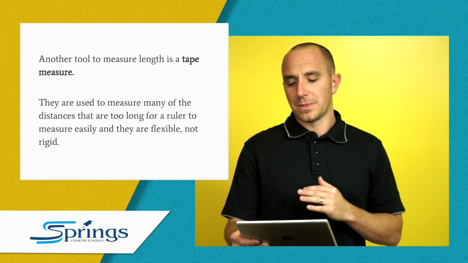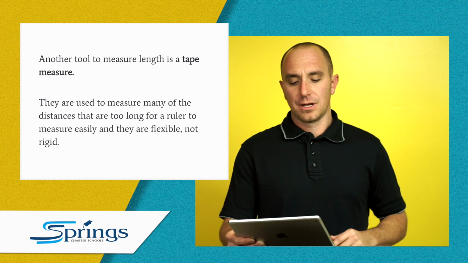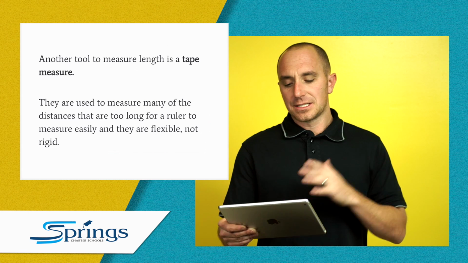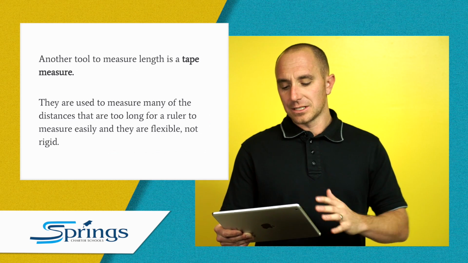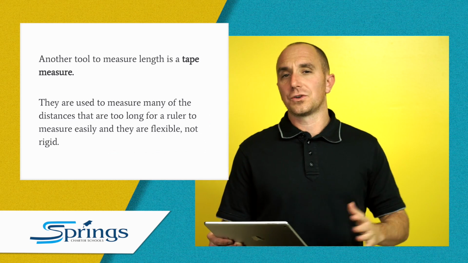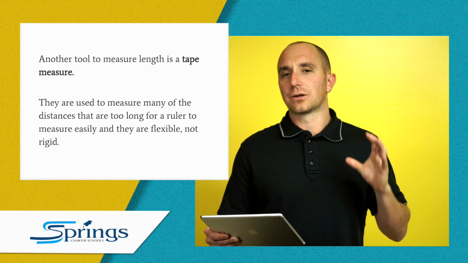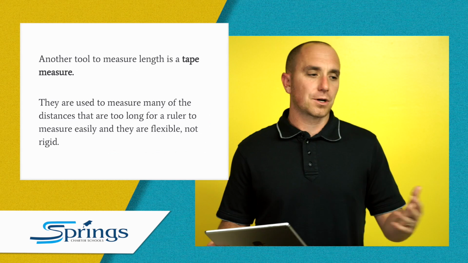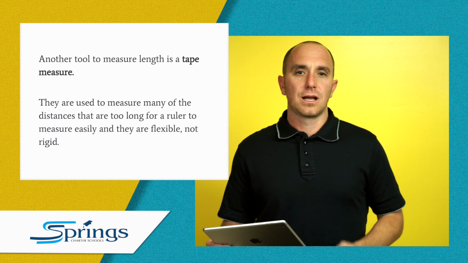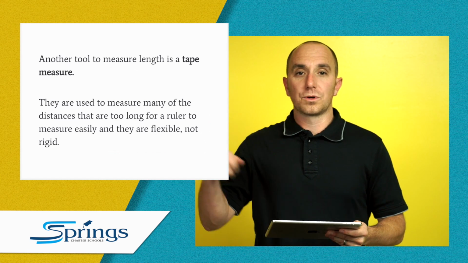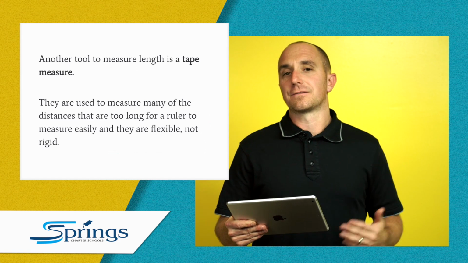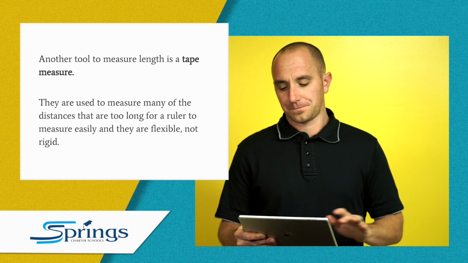All right, another tool to measure length is a tape measure. They are used to measure many of the distances that are too long for a ruler to measure easily, and they're flexible also. So they're not rigid like a ruler, they're flexible, they can kind of bend, and if you've ever seen somebody measure for carpeting or measure something for height, oftentimes people will kind of roll it to the ground or roll it up to the ceiling or whatever they're doing, because it's a flexible, non-rigid tool.